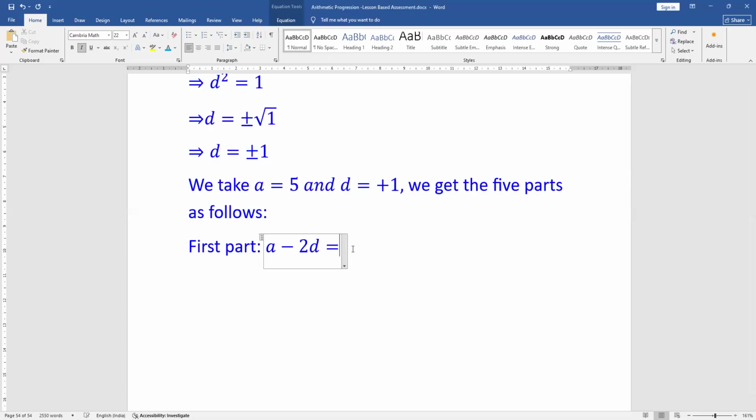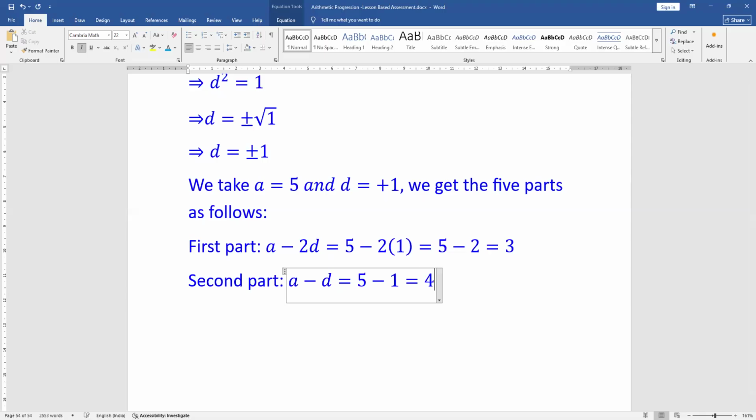Here a is 5, minus 2 into d, which is plus 1. Plus 1 you just write number 1. Okay, no need to put the sign. But for negative numbers, you should indicate the sign. You should write the sign. So 5 minus 2 is equal to 3. You know, first part 3. Next, second part. The second part, as I told you, it is a minus d, which is nothing but 5 minus 1 is equal to 4.